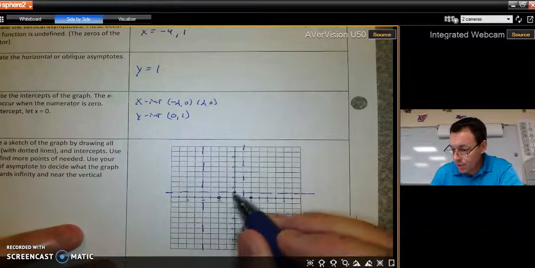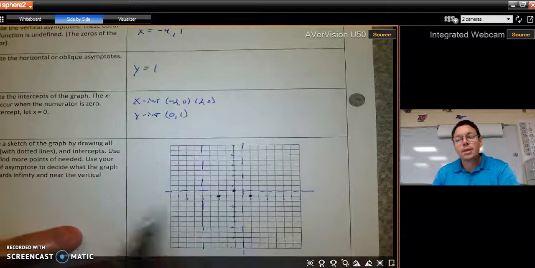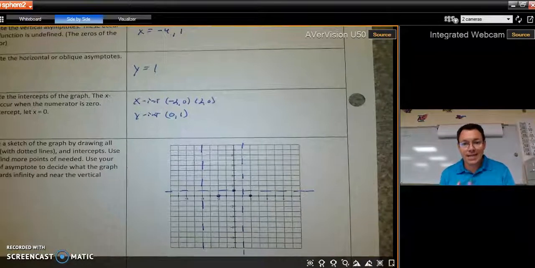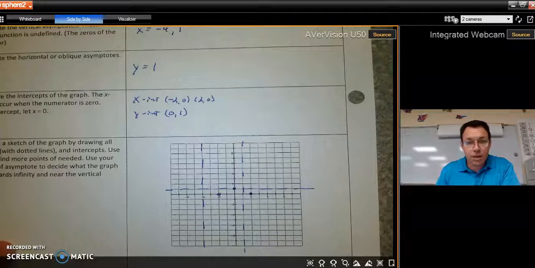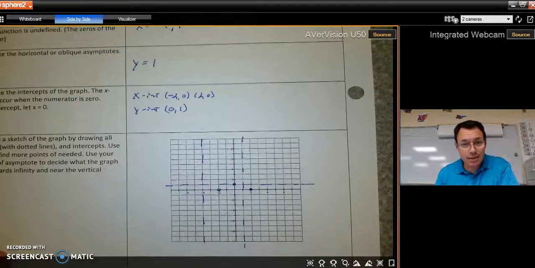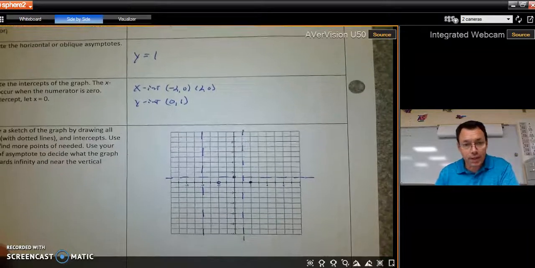I got this y-intercept, I got these x-intercepts, but I also have the fact that my graph is not allowed to cross my vertical asymptotes. Okay? So, what do we know about this graph? Now, this is it. This is all we know. But there's actually some sneaky things we can figure out.